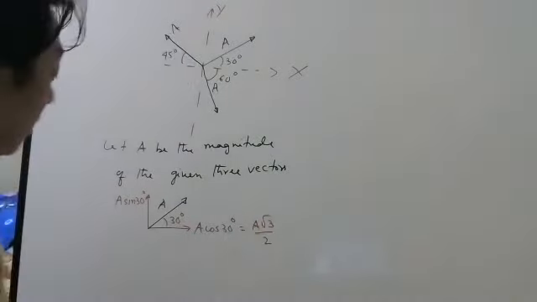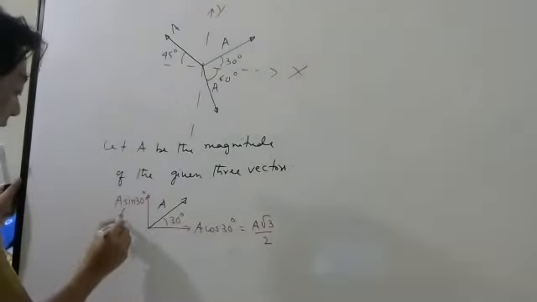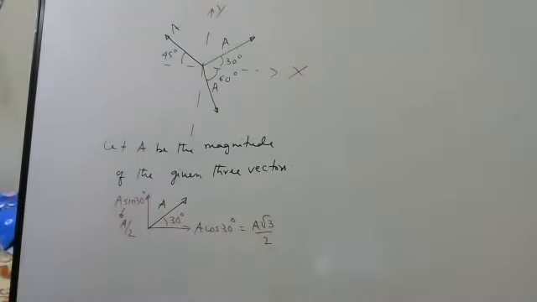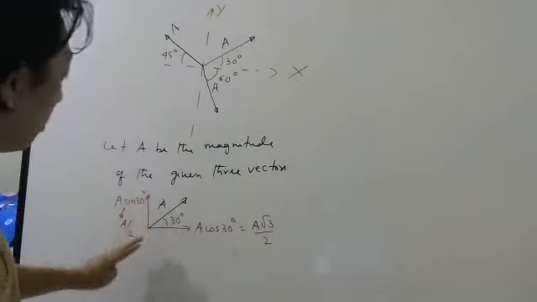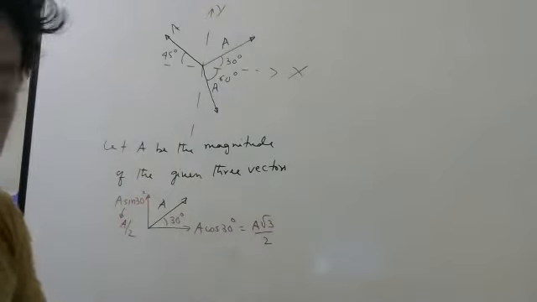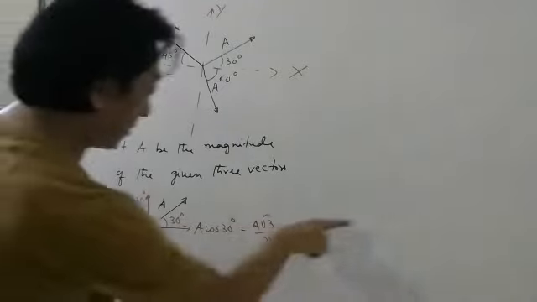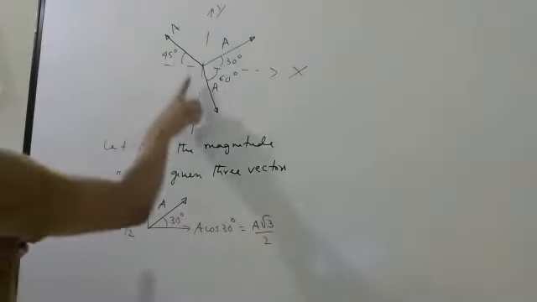This is the x component. And this will be A by 2. So I have found the x component and y component of this vector. Please check the direction. Okay, this is along the positive x-axis. This is along the positive y-axis.